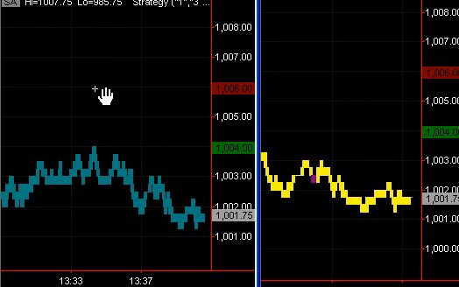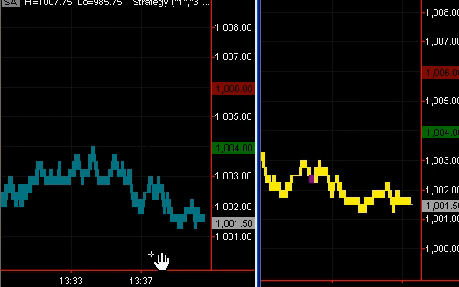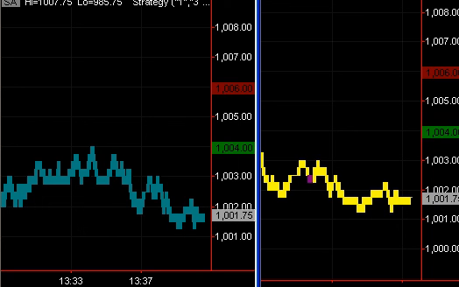Normal pattern that we see develop here: a strong move down, weak move up, another strong move down would be typical of the pattern. So we'll see if that is produced here momentarily.